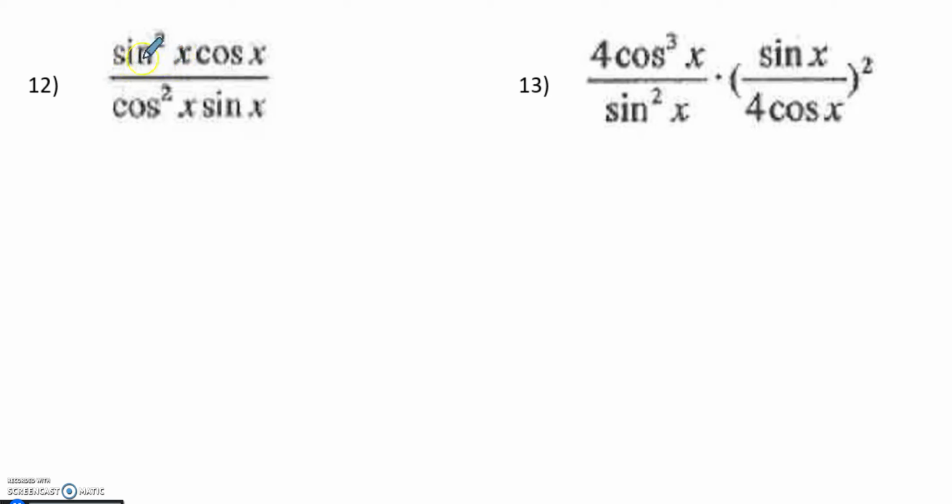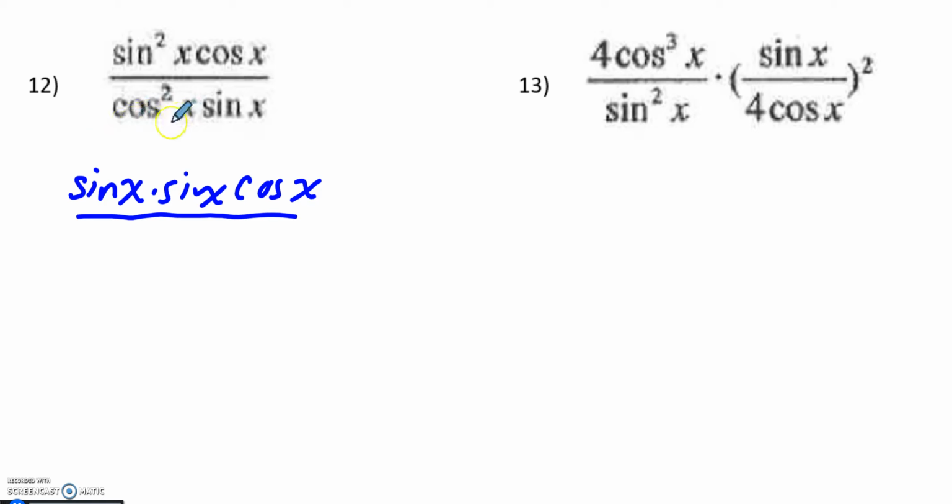Now what I notice is on the top we have a sine squared x, which really means sine of x times another sine of x times the cosine x that's up there. And in the denominator, cosine squared x really means you have cosine x times another cosine x times the sine of x. Now, some of you may have noticed if there's two sines on the top and one on the bottom, one's going to be left on the top. But if you didn't notice it, writing it like this helps you notice that one sine of x cancels out with another sine of x.